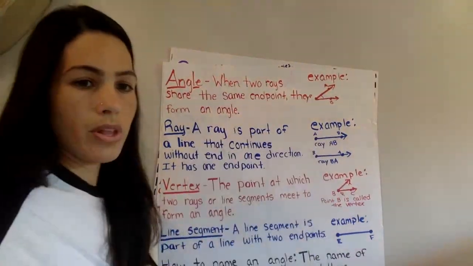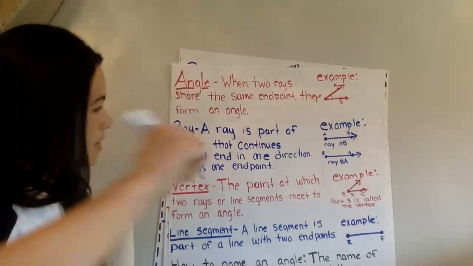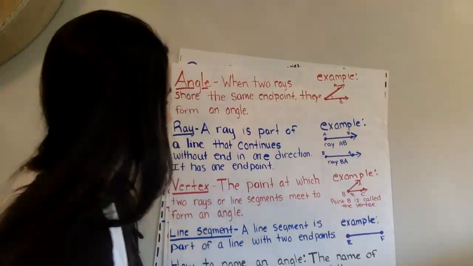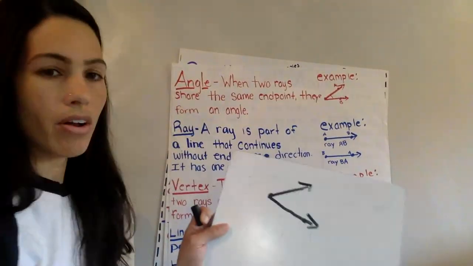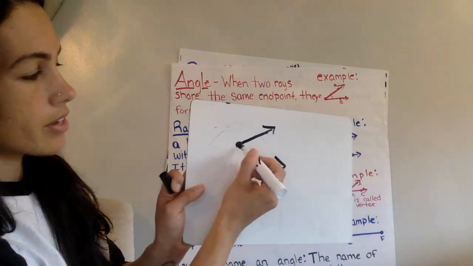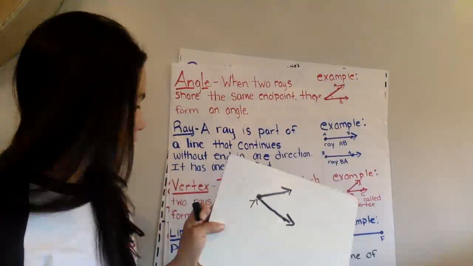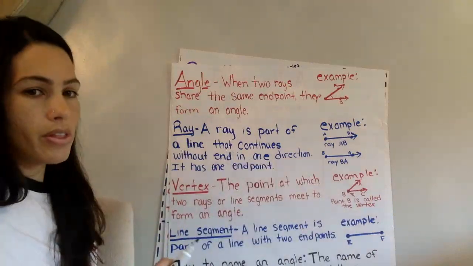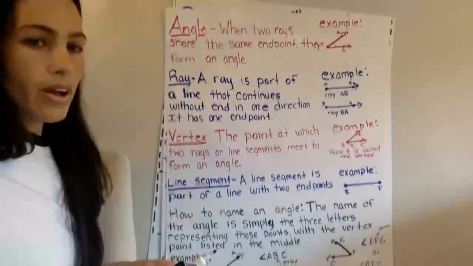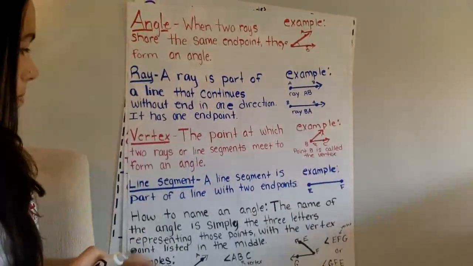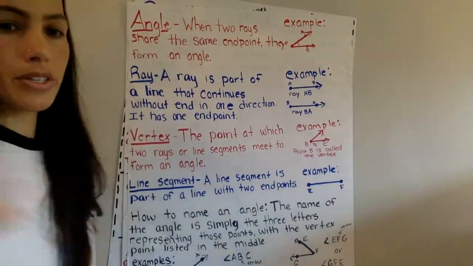Okay. Then we learned the vertex, and the vertex is the point at which two rays or line segments meet to form an angle. So right here is our vertex. Okay, and that was important for when we were measuring angles. And then we learned line segment. A line segment is part of a line with two endpoints.